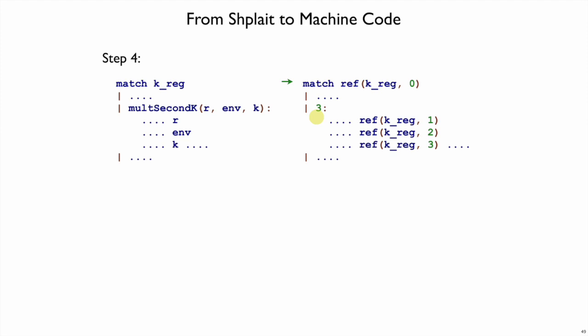Once we match on a particular number, like 3 means mult_k here, then we can pull out the pieces of what used to be a record by looking into memory at the various offsets. So offset 1 here corresponds to the r field, offset 2 corresponds to the environment field, offset 3 corresponds to the k field.